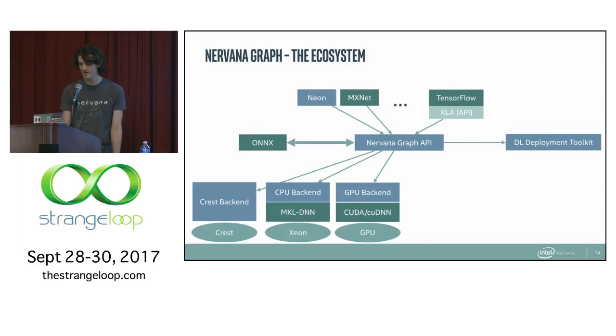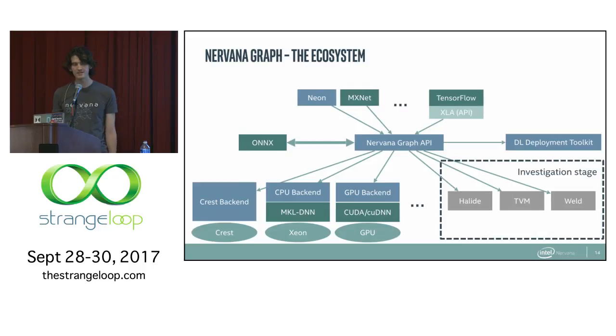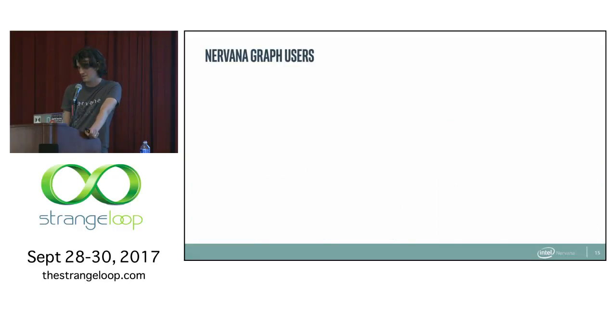We're currently working on expanding the Nervana Graph API to develop a developer toolkit that would be accessible to developers of frameworks. And our system architect, Jason Knight, is looking into other backends that are along the same idea of being able to run efficient code on different types of hardware, such as HALDI, PVM, and Weld. So who are the users of Nervana Graph?